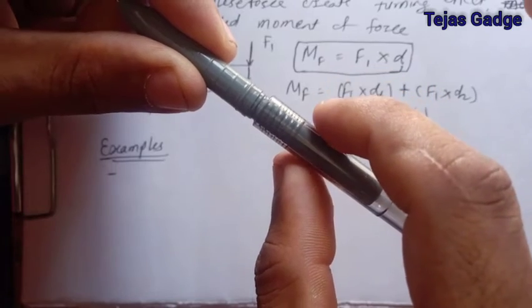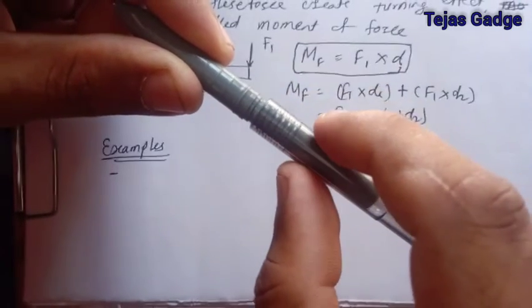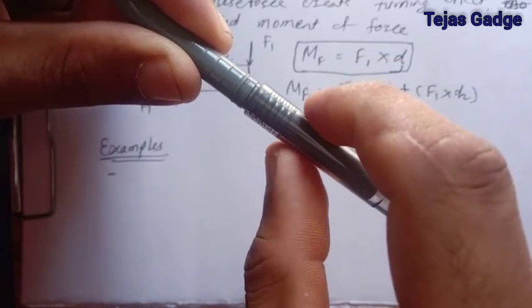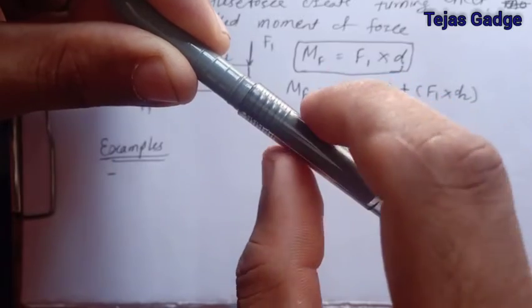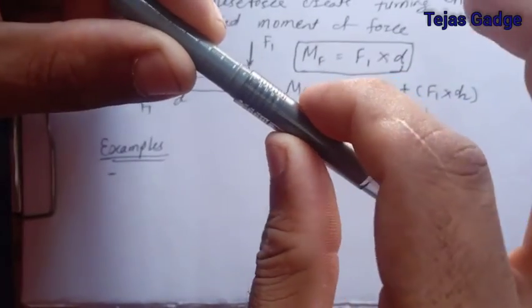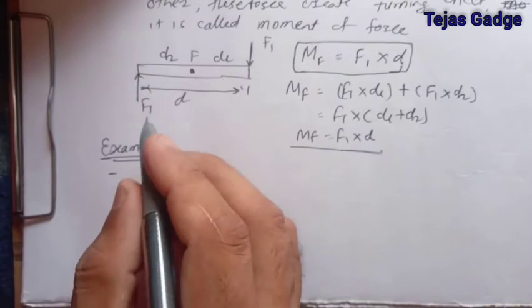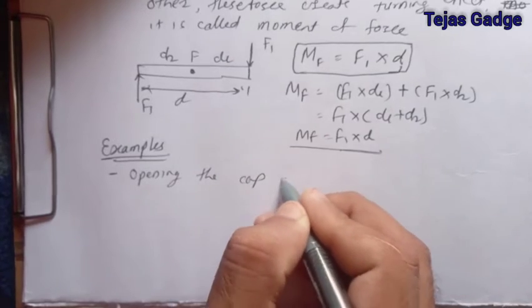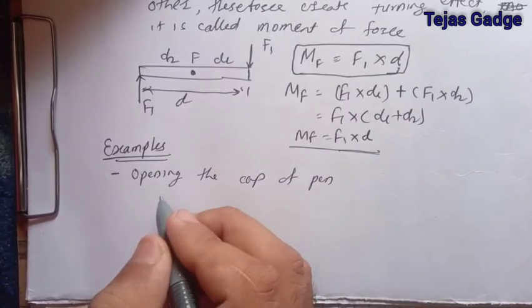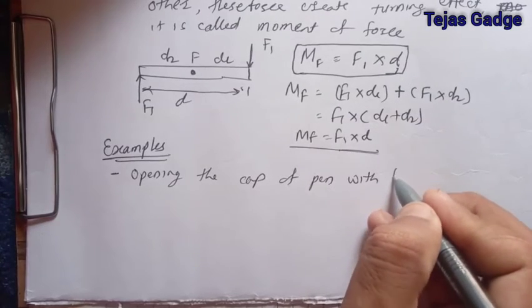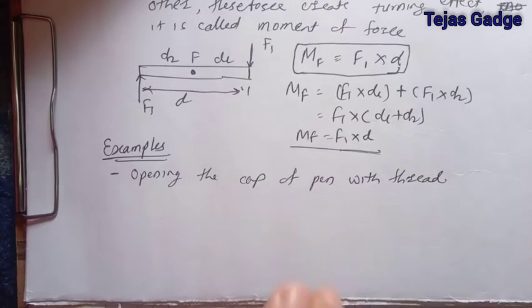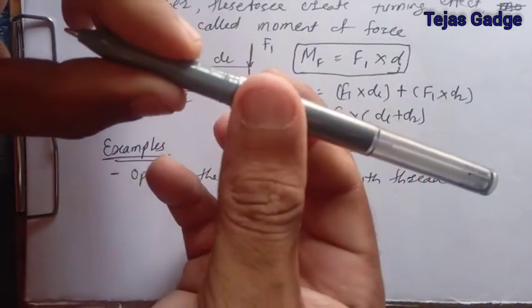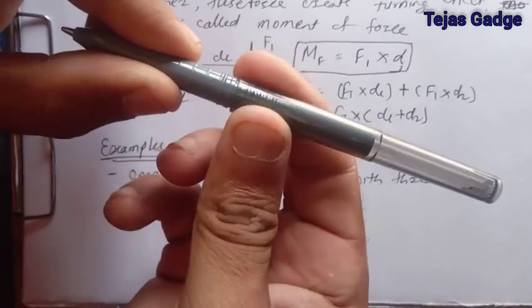They are at some distance, and that distance will be the diameter of this cap, maybe. So I am applying force in opposite direction at some distance, so it creates a turning effect. They combinedly produce couple forces. Are you getting this? So in the case of opening the cap of a pen with thread, we apply forces equal and opposite. That's why we can open it.